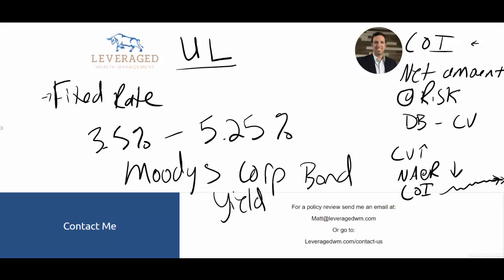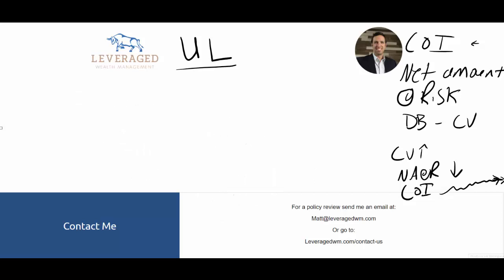So the fixed rate that you are offered by the insurance company should loosely track with the Moody's corporate bond yield. If interest rates go up, the insurance carrier should offer you a higher fixed rate. If interest rates go down, the insurance carrier is most likely going to offer you a lower fixed rate. So Universal Life is really simple to understand. There are really not very many moving parts. The upside, as you can see, is not huge.